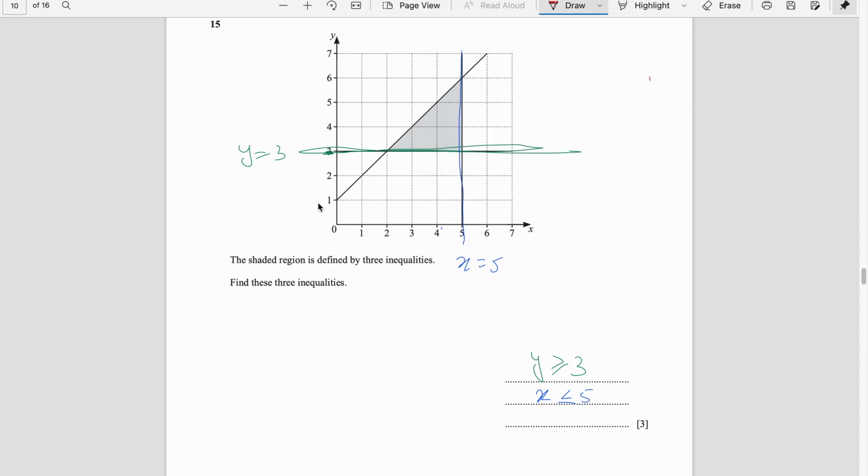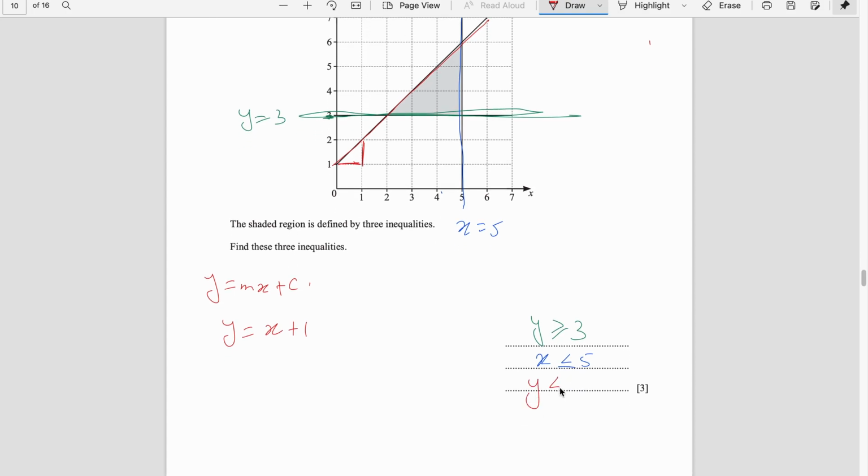For the third line, you need to find the equation. So y equals mx plus c, that depends on your practice. The gradient, we can see it is a rise of 1 and run of 1, ratio 1 to 1. So the gradient is 1 and it passes through 1, so it is y equals x plus 1. Now the region lies below this line, so y is less than or equal to x plus 1.